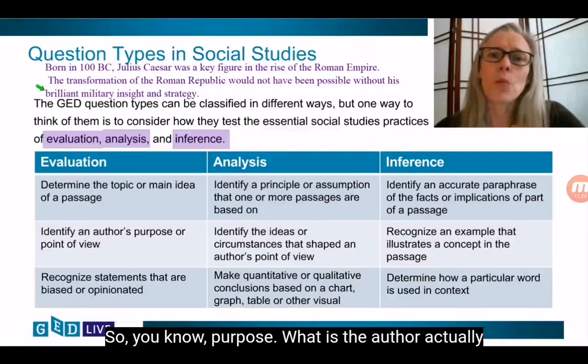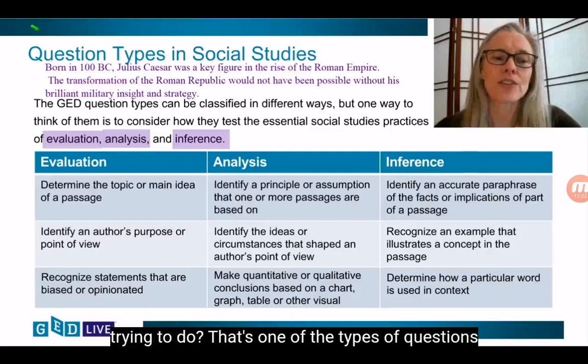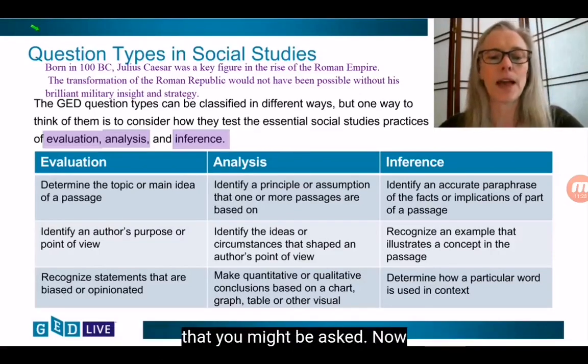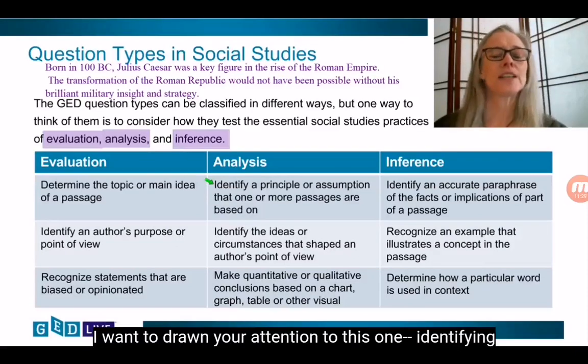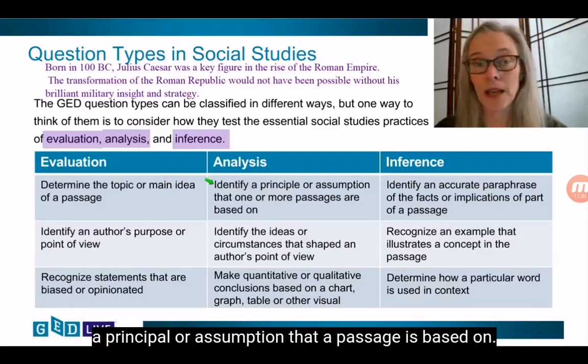So, purpose. What is the author actually trying to do? That's one of the types of questions that you might be asked. Now, I want to draw your attention to this one, identifying a principle or assumption that a passage is based on.